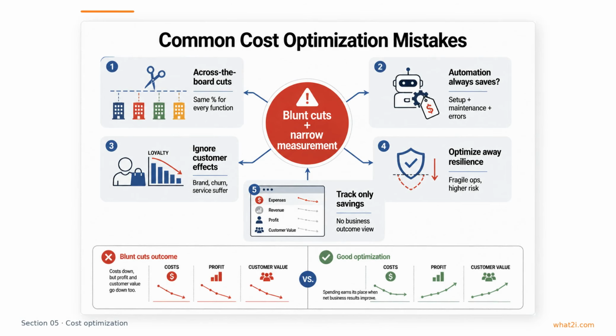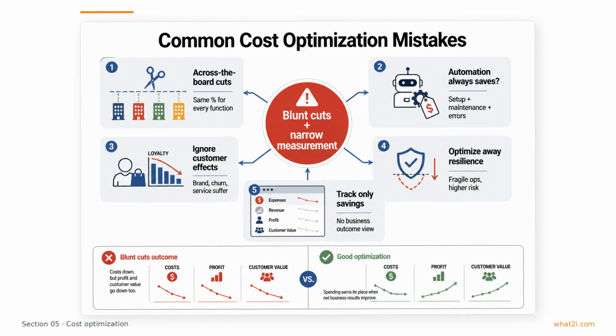Poor cost decisions are usually blunt or narrow. Across-the-board cuts ignore the fact that different functions create different kinds of value. Automation is not automatically a win if setup costs, maintenance, and errors offset the savings. Many companies also ignore customer effects such as brand damage, churn, or weaker service, and some measure only expense reduction without tracking business outcomes. The investor takeaway is straightforward. Good optimization improves the economics of the business, not just the appearance of the cost line. Smarter spending, not simply lower spending, is the real goal.